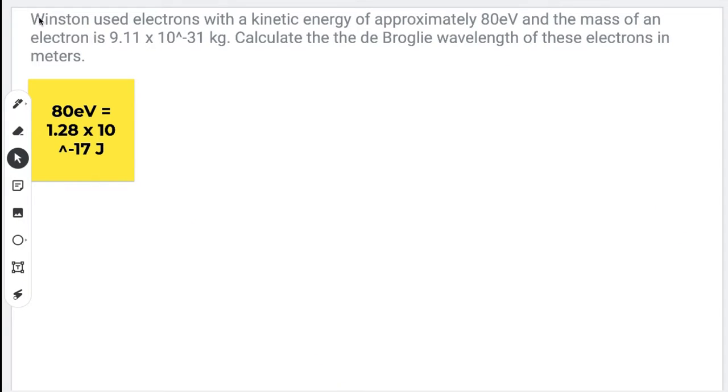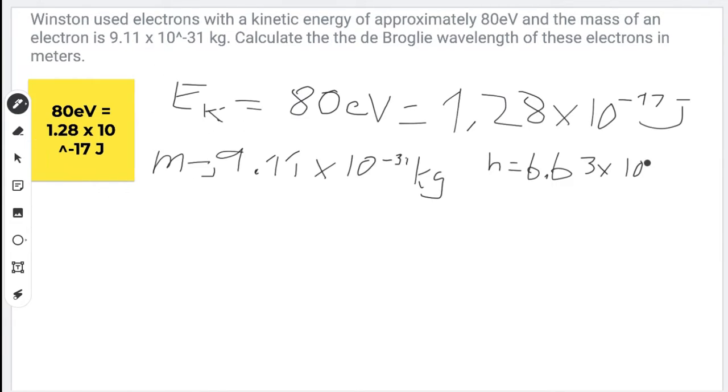Winston used electrons with a kinetic energy of approximately 80 electronvolts, and the mass of an electron is 9.11 times 10 to the power of negative 31 kilograms. Calculate the de Broglie wavelength of these electrons in meters. So I know that 80 electronvolts, if you convert it to joules, it's 1.28 times 10 to the power of negative 17. And I just used the online converter for that.